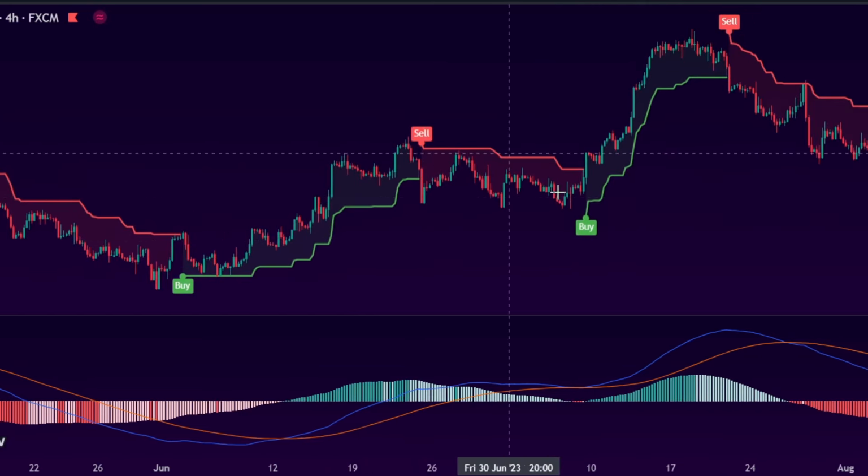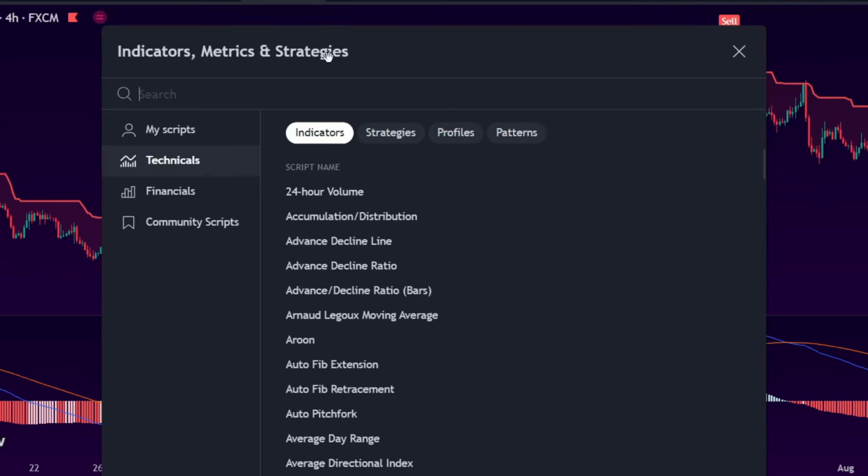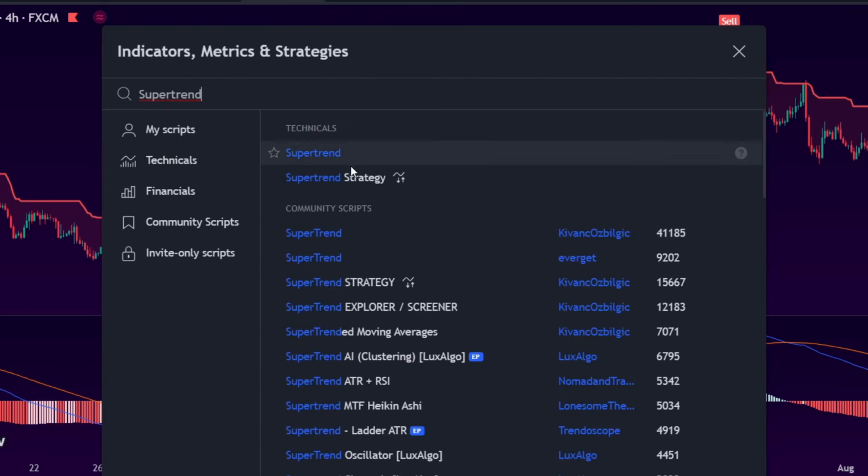First, we integrate the supertrend indicator. We click the indicators tab, supertrend. This one, this indicator that's written by Quant Özbilgit. I add this indicator to our chart.